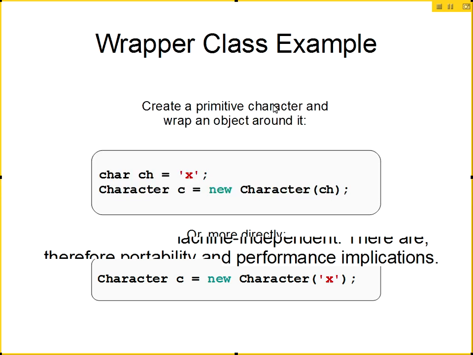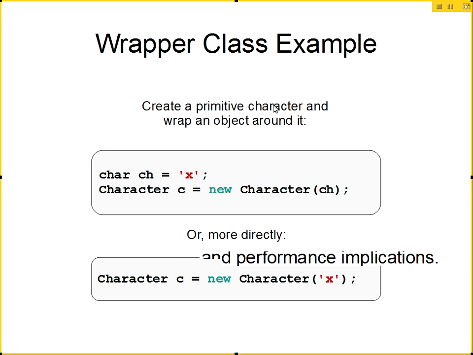I can instantiate a wrapper class passing in the character variable, but what we normally see is we'd instantiate that with the static literal there as a parameter going in.